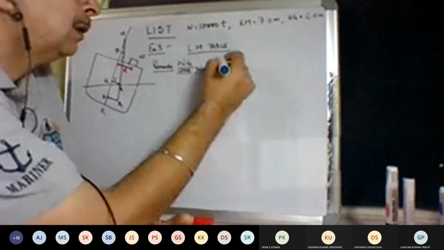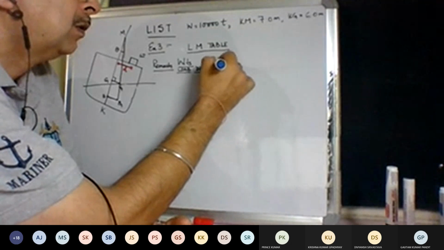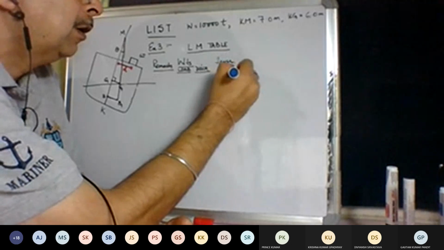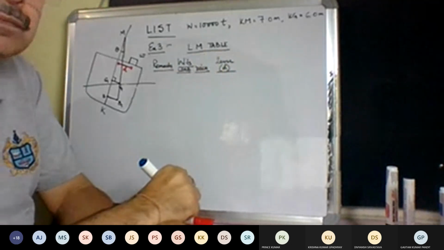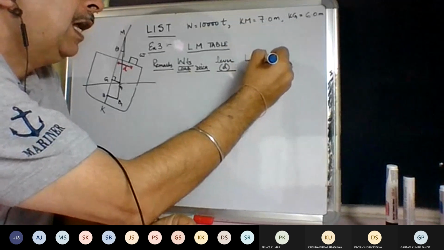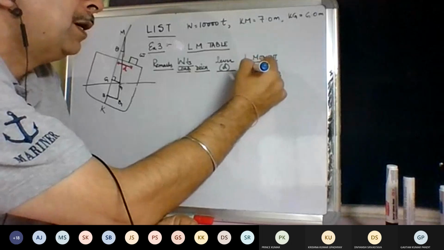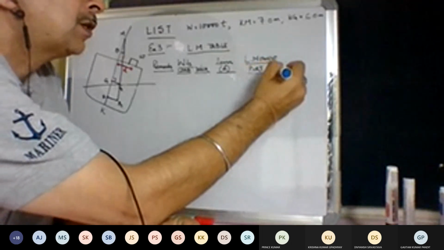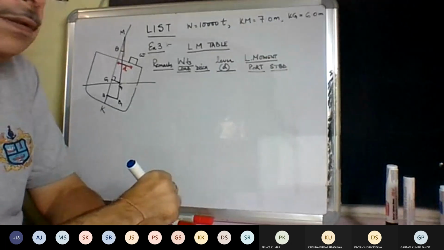Then lever, that is D, which is the distance from center line. Then we have LM, listing moment port, and listing moment starboard.